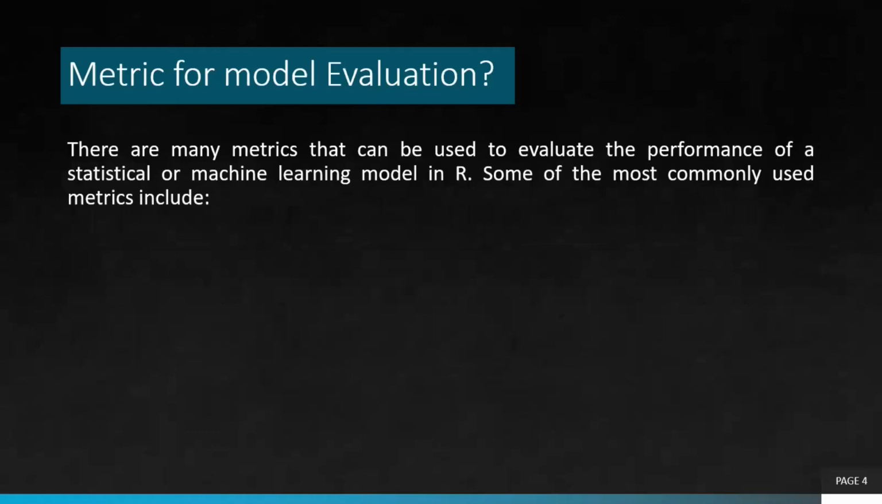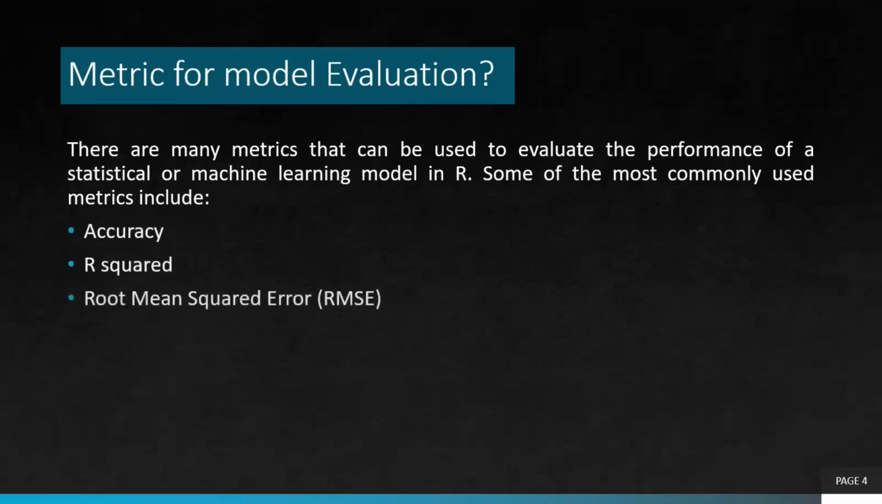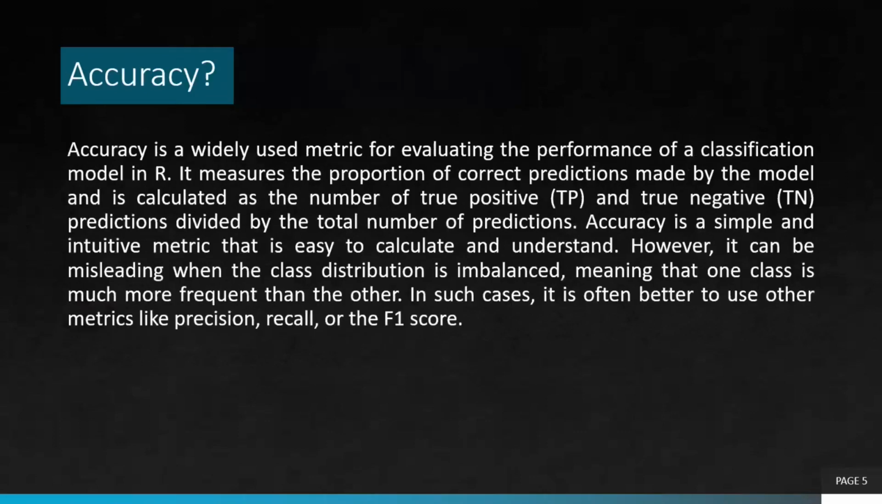Now, what are the metrics for model evaluation? There are many metrics that can be used to evaluate the performance of a statistical or machine learning model in R. Some of the most commonly used metrics include accuracy, R squared, root mean squared error, and ROC or AUC, which represents sensitivity and specificity. So, what is actually accuracy?